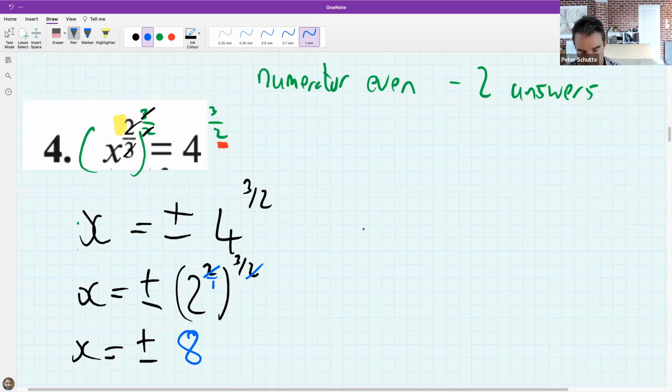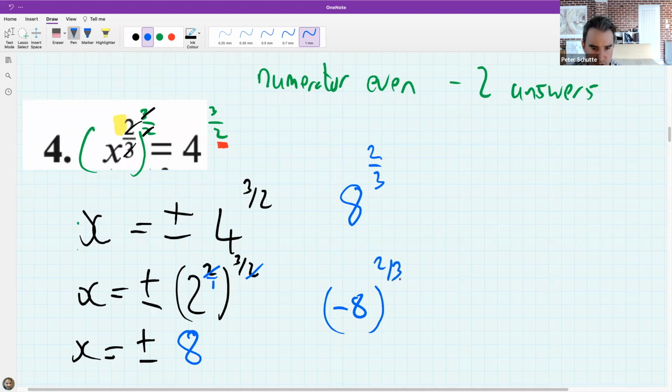Now, I know we need to practice this more, but just to make sure I'm not telling you lies, I want you to put into your calculator, what is 8 to the power of 2/3? And I also want you to put into your calculator, what is minus 8 to the power of 2/3? I'm going to explain again, don't worry. But let's just check here.